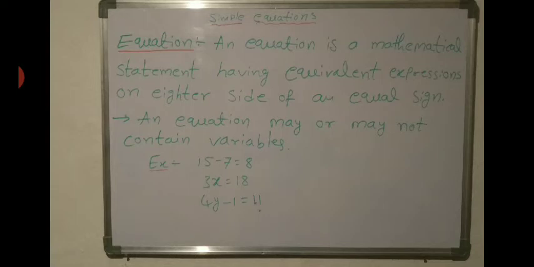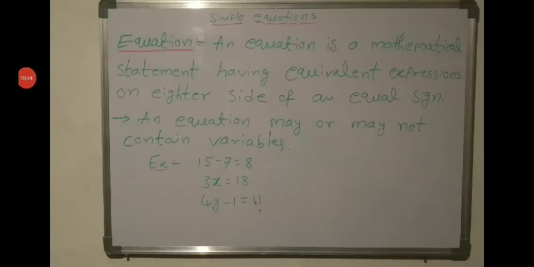15 minus 7 equal to 8. When we subtract 7 from 15, we get 8 equal to 8. So 15 minus 7 equal to 8 is a numerical equation. Next, 3x equal to 18 is an algebraic equation. 4y minus 1 equal to 11 is also an algebraic equation.